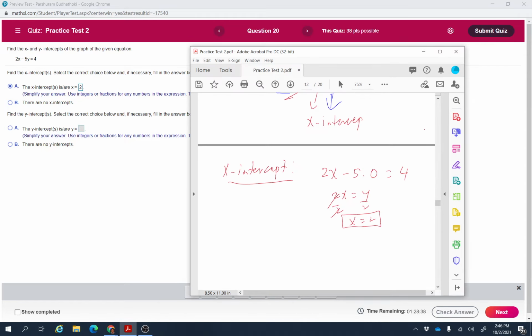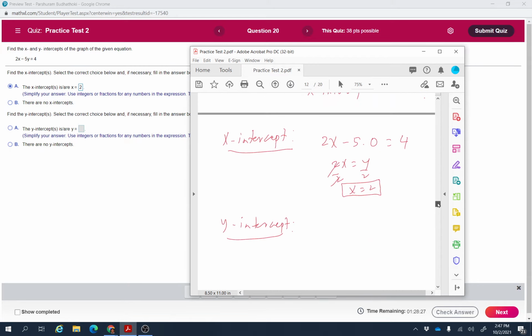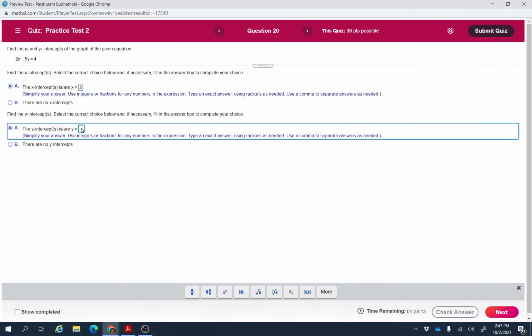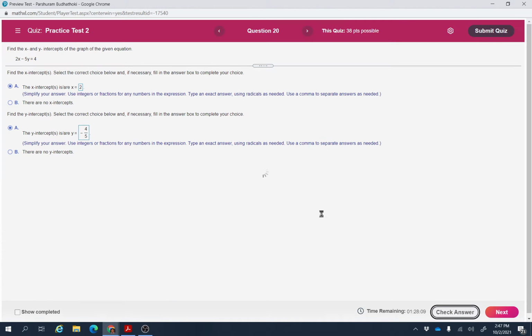And now for the y-intercept, do the same thing. Solve for y by plugging x equal to 0 in the given equation. As you can see, that given equation is 2x minus 5y. So if you put x equal to 0 in the given equation, that will be negative 5y equal 4. And then if you divide both sides by negative 5, y equal negative 4 over 5. So that would be y equal negative 4 over 5. Okay, that's right.